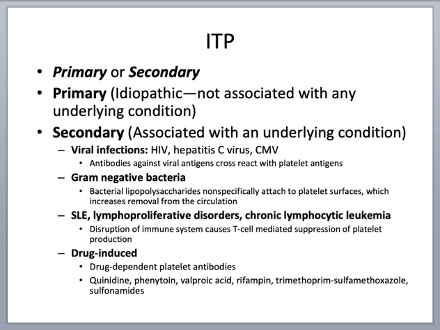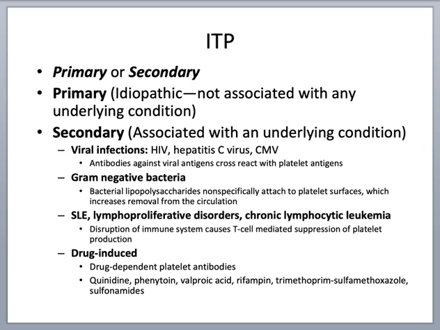ITP can be primary or secondary clinically. Primary just means that it's idiopathic or it's not associated with any underlying condition. It can also be secondary. That means that it is associated with an underlying condition. There's a variety of different viral infections, gram-negative bacteria, autoimmune or lymphoproliferative disorders, or drug-induced conditions that can be secondarily associated with ITP.